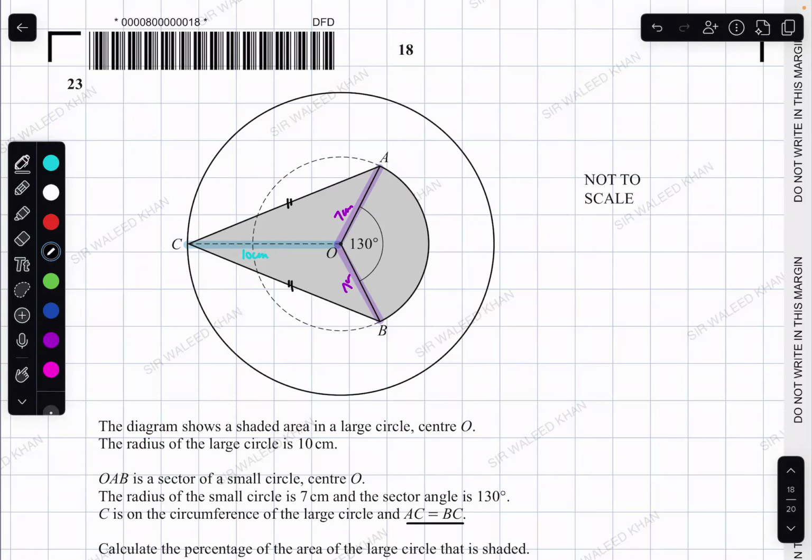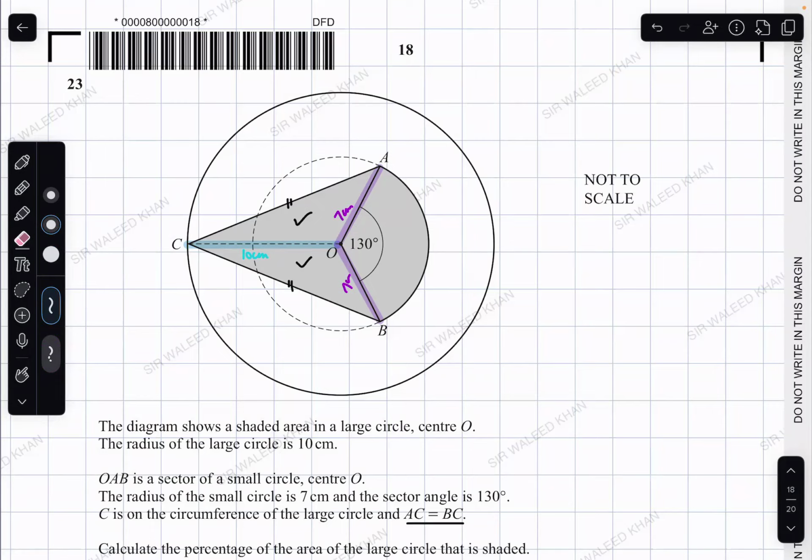Calculate the percentage of the area of the large circle that is shaded. Now, if we look at it, these two triangles are identical. Why are they identical? This side is 10, this side is 7, so is this side, and this side is also equal. So we are dealing with identical, in other words congruent triangles. They are the same triangle.